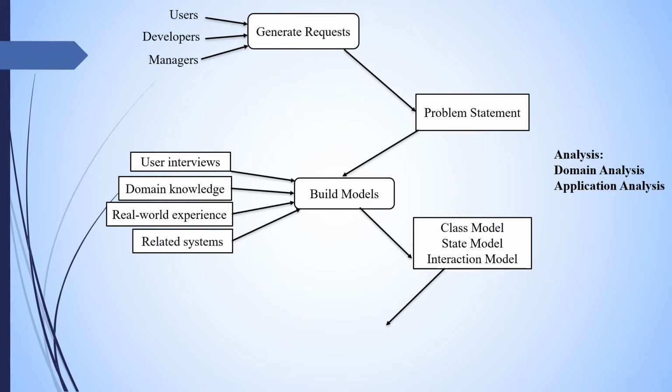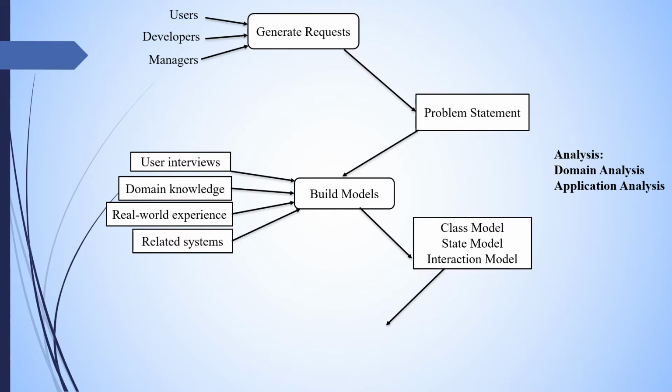This diagram represents the overview of the analysis. When a problem statement is given, we have to generate requests from the users, developers, or managers, and according to that request we are going to design a problem statement. With the problem statement we are going to build the models, mainly domain knowledge, related systems, user interviews, and lastly, according to that model we are going to segregate that as class model, state model, and interaction model.